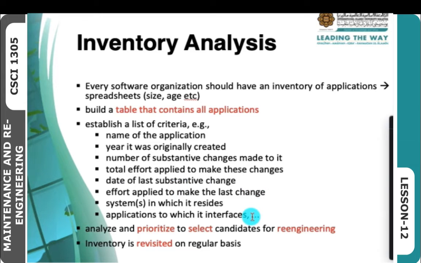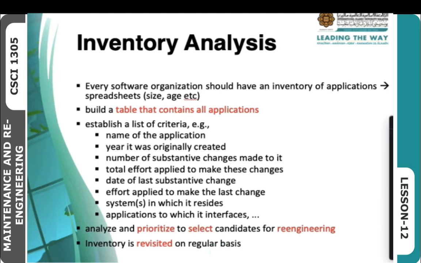What actually needs to be done is to analyze and prioritize, to select candidates for re-engineering. Do not re-engineer everything, okay? You have to identify and prioritize. The inventory is revisited on a regular basis, so you don't wait until everything goes wrong.